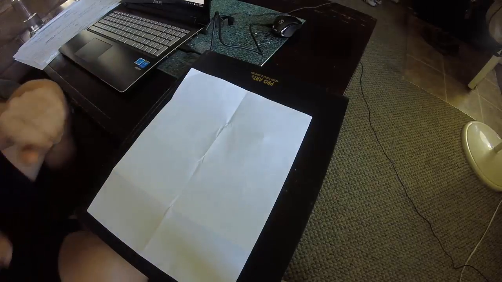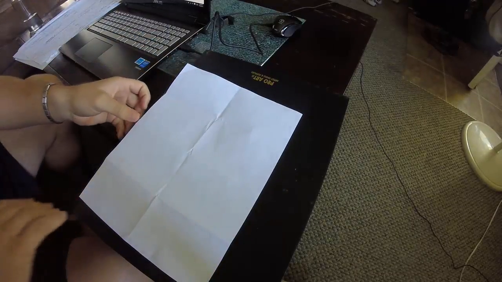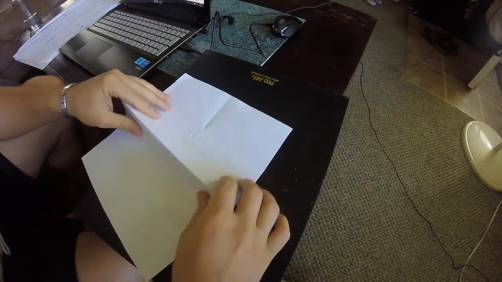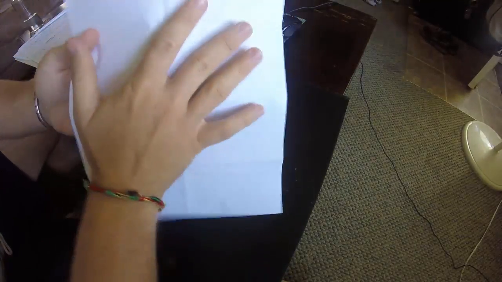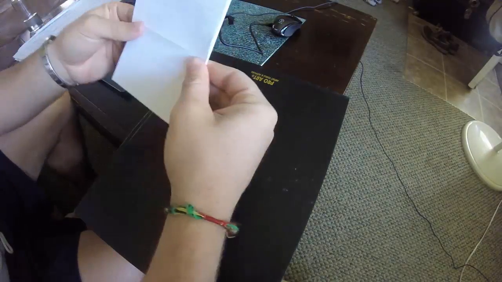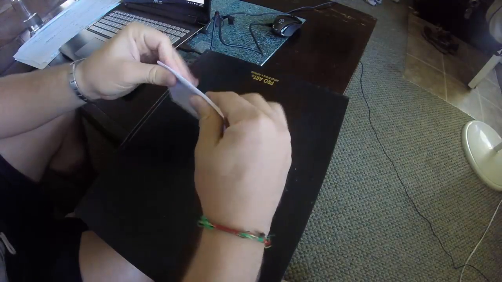So the first step is to get a plain white piece of paper. You're going to be using both sides. This is pretty simple. You just take it and you fold it in half the long way. Then you fold it in half again. And then you're going to have another rectangle here like this. You fold it in half again.